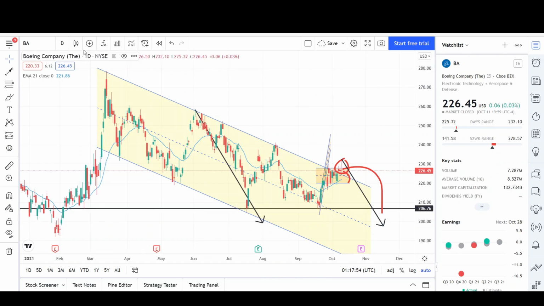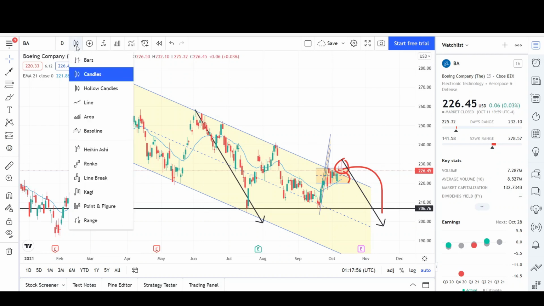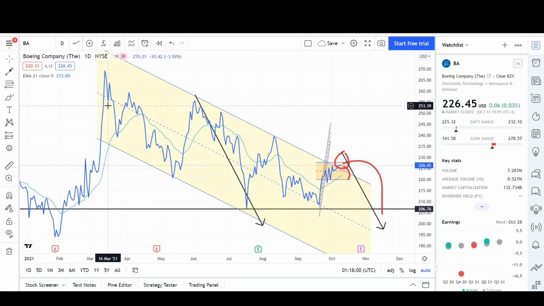Let me show you guys something really cool. If you're a beginner, the best thing you can do is just open up a chart, add in a 21 bar EMA, and then put a line chart on there. See, when you put the line chart on here, it's very easy to see the price action.